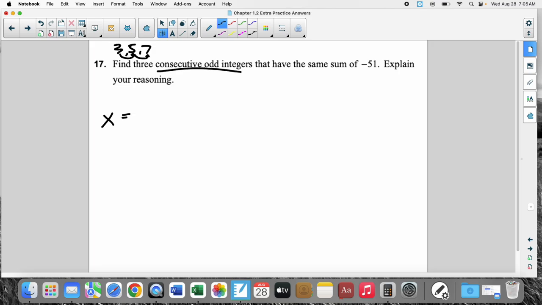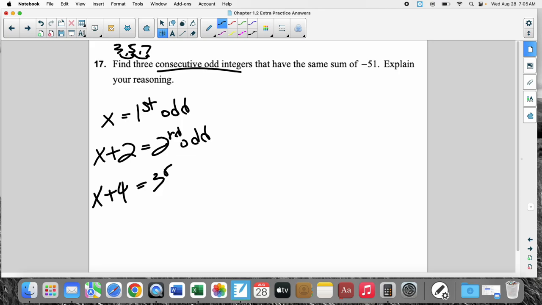So if x represents the first odd, my next odd would have to be x plus 2 would be my second odd, and x plus 4 would be my third odd. So this represents each of my numbers. Think about it. If x equals 3, 3 plus 2 is 5, and 3 plus 4 is 7. So it would produce the proper values.